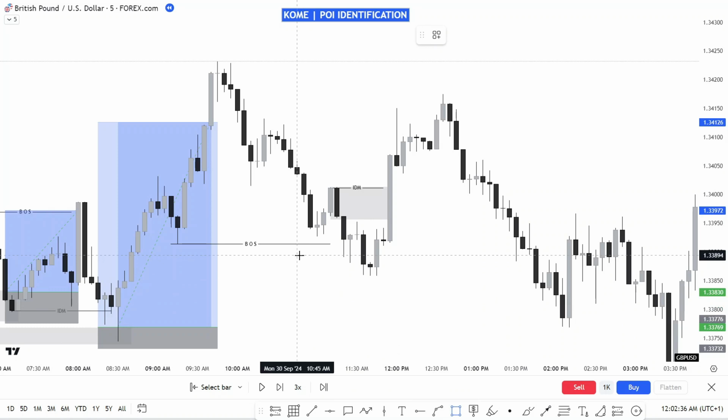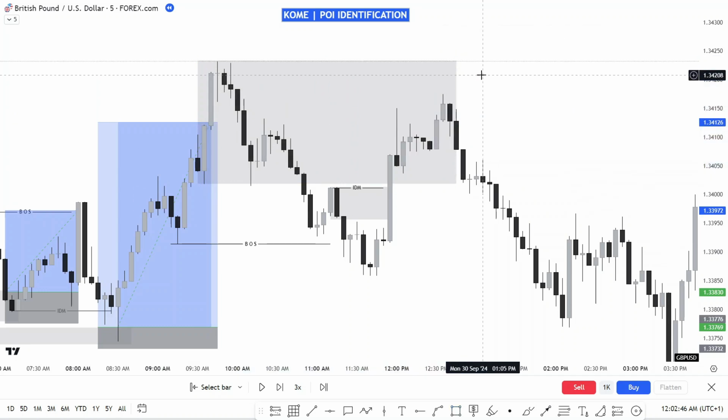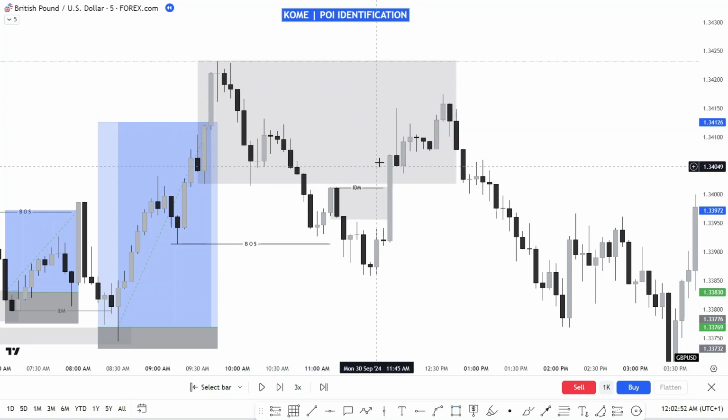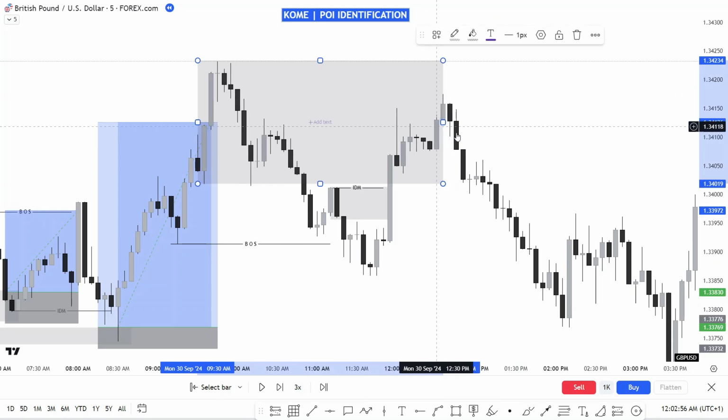Okay. So where is our point of interest? This becomes our point of interest, of course, this whole zone. Take note, right? This whole zone is our order flow. As you can see, it is very large, right? This whole zone is our order flow, but as you can see, it's very large.